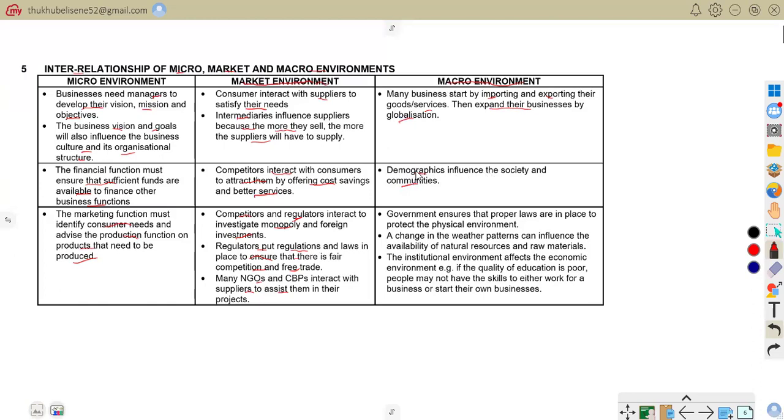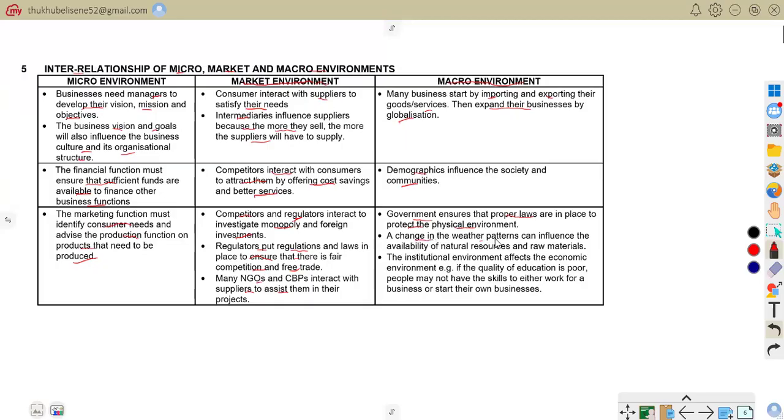So population size, age, gender affect what? Affect demand. Government ensures that proper laws are in place to protect the physical environment. So laws prevent what? Pollution and environmental damage. For example, factories must follow waste disposal regulations.